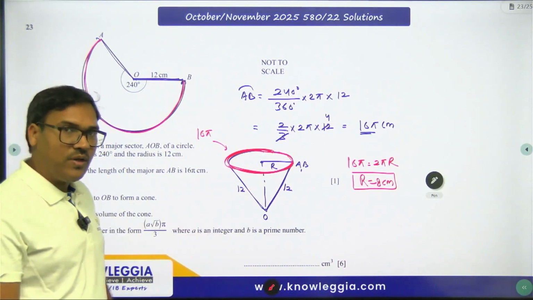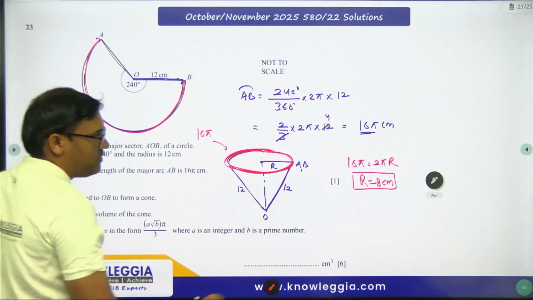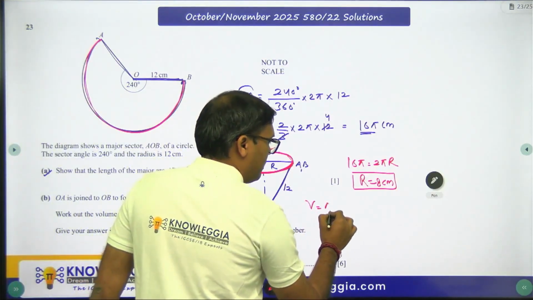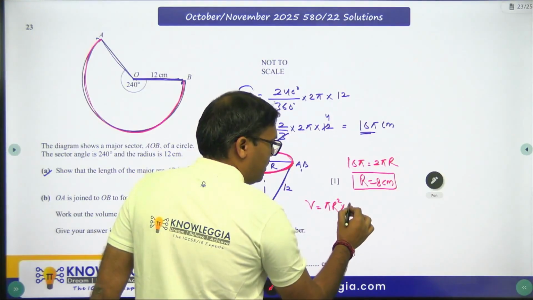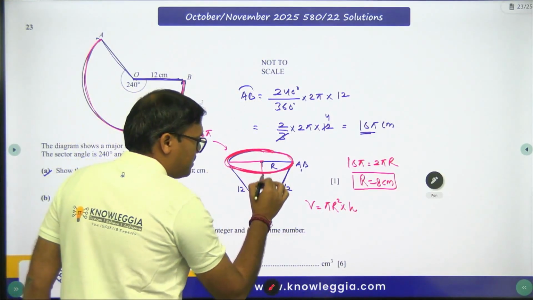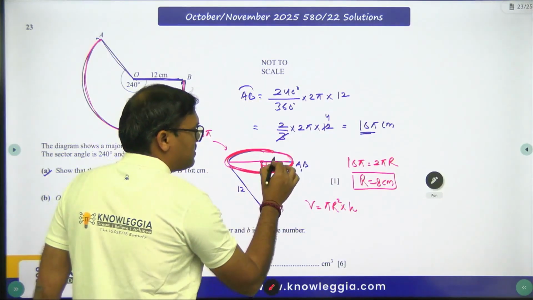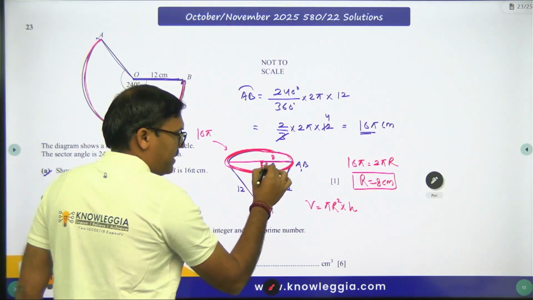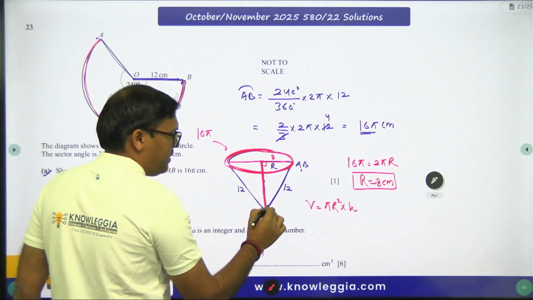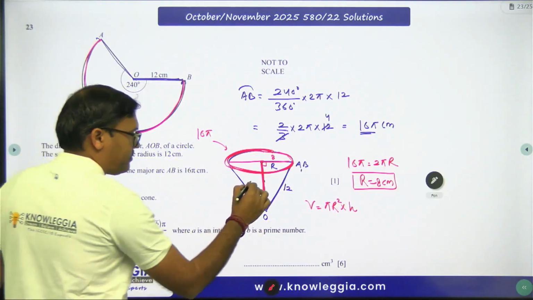So the radius of this cone is 8 centimeter. Slant height is equal to 12. Now the question is you have to find volume. Volume of the cone is pi r square into h. How will you calculate the height? You can see this is the height, and this is a 90-degree angle. This is 8, this is radius, this is 12, because I can apply the Pythagoras.